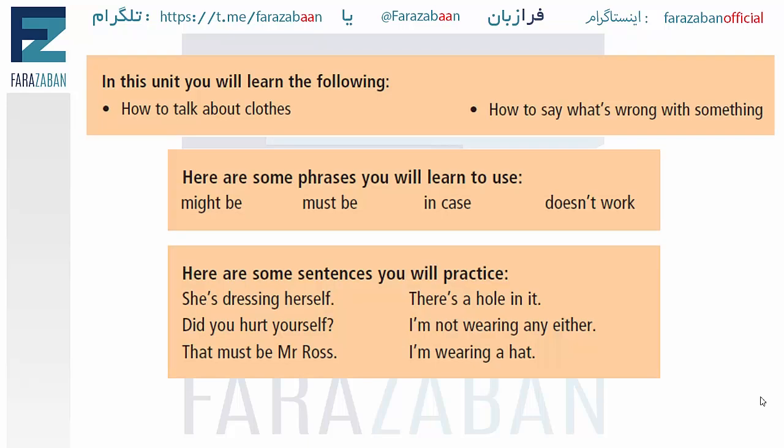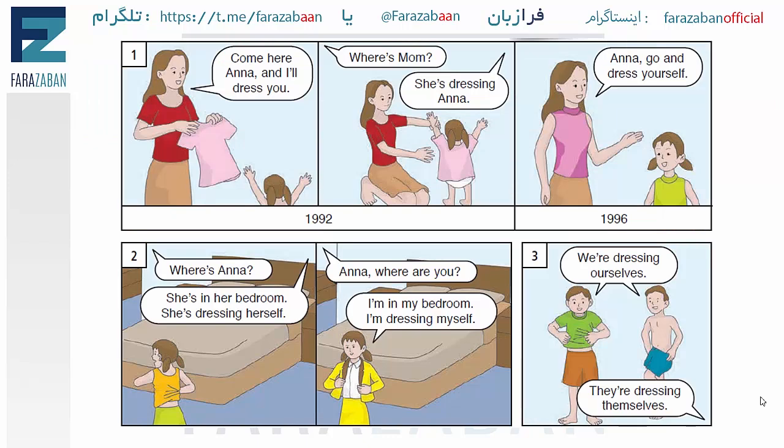So let's get started. In this unit, you will learn the following: how to talk about clothes, how to say what's wrong with something. Here are some phrases you will learn to use: might be, must be, in case, doesn't work. And here are some sentences you will practice. She's dressing herself. Did you hurt yourself? That must be Mr. Ross. There's a hole in it. I'm not wearing any either. I'm wearing a hat. بریم سراغ درسمون.